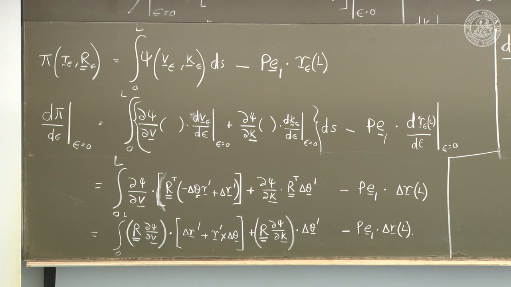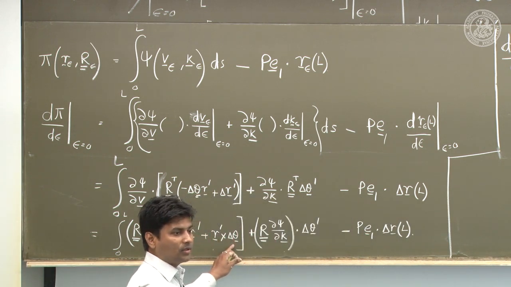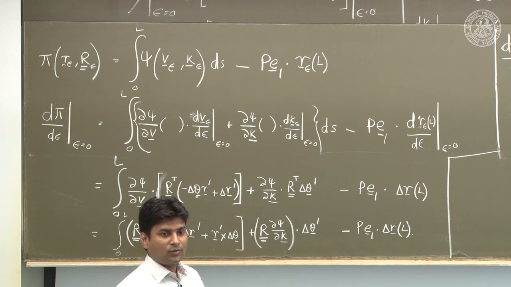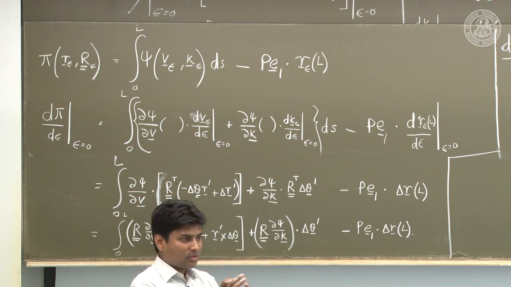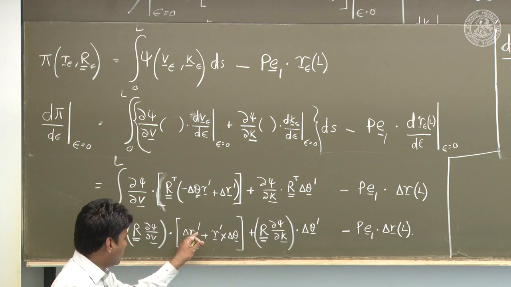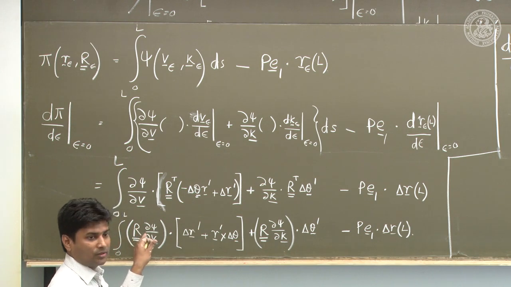Okay, then what's the next step to be done? So, if you want to get the Euler-Lagrange equations, your delta R and delta theta are arbitrary perturbations. So, what you want to do? You want to have something dotted with delta R plus something dotted with delta theta. And here you have delta R prime. So, you want to transfer this prime on the other quantity, right?